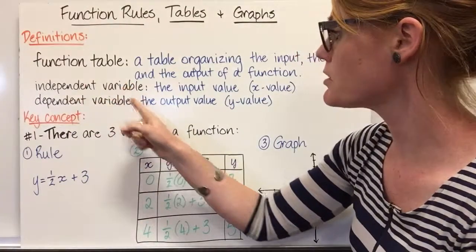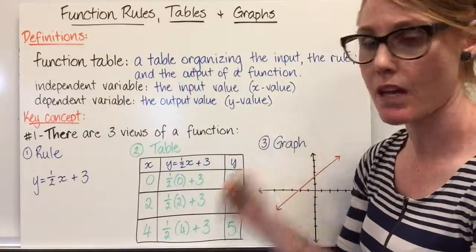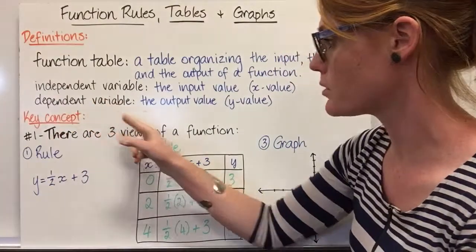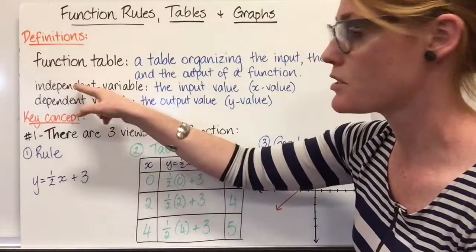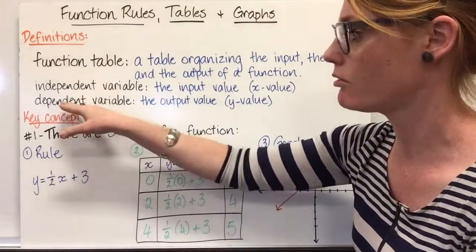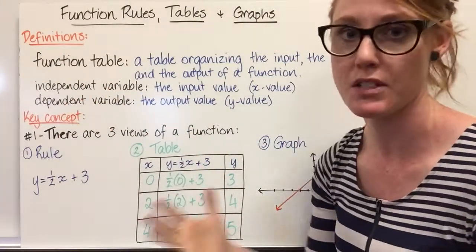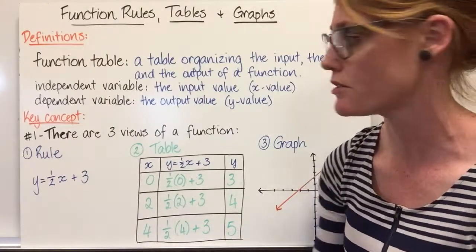The independent variables are the input values or the x values. The dependent variables are the output values or the y values. We also know these as domain for the independent variable and range for the dependent variable. They're just more synonyms that we can use in place of those.